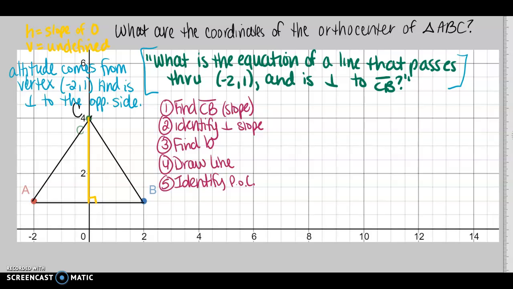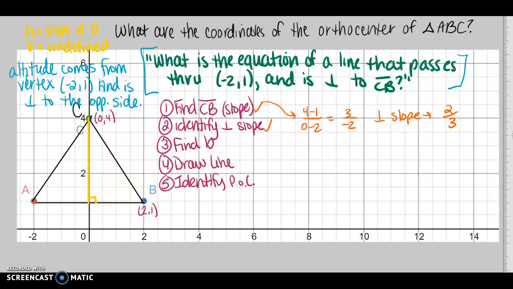All right. So if C is 0, 4 and B is 2, 1, then we're going to do change in y over change in x. So we have 4 minus 1 over 0 minus 2. We get 3 over negative 2. The perpendicular slope would be 2 over 3. Done.